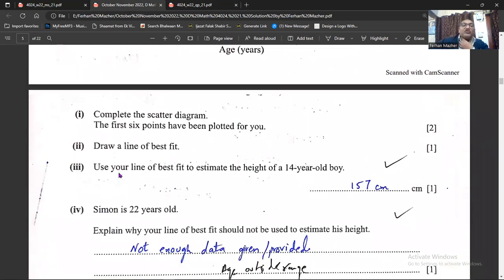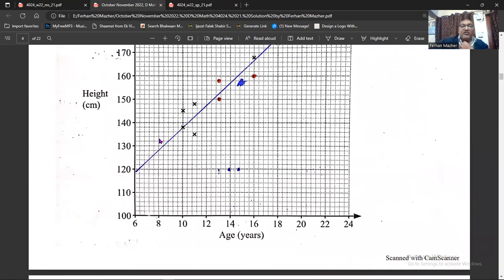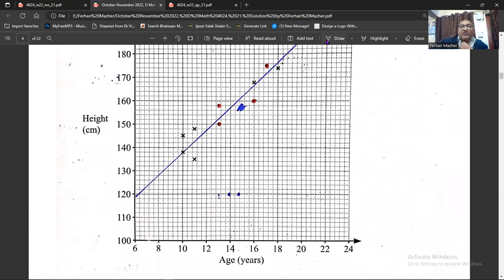And then he says, use the line of best fit to estimate the height of a 14-year-old boy. So we have a boy who is 14 years old. So what you will do, you will draw a line.